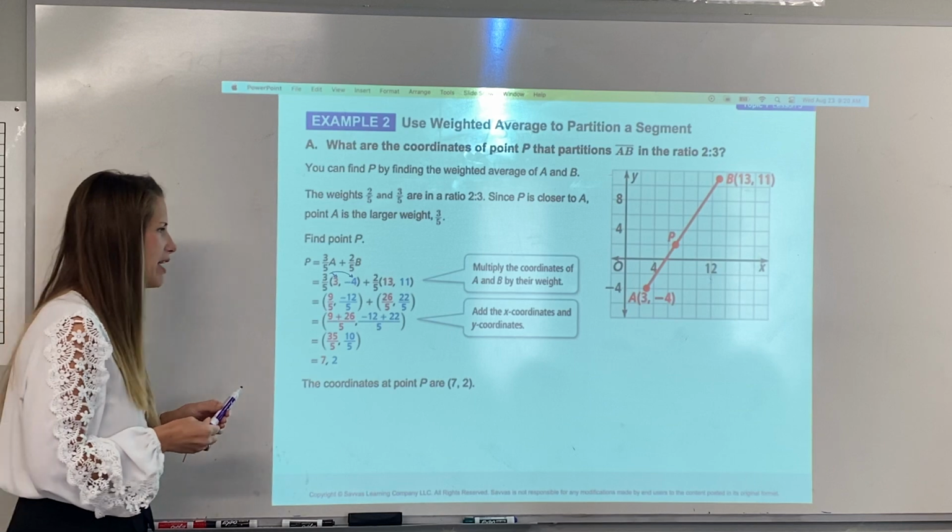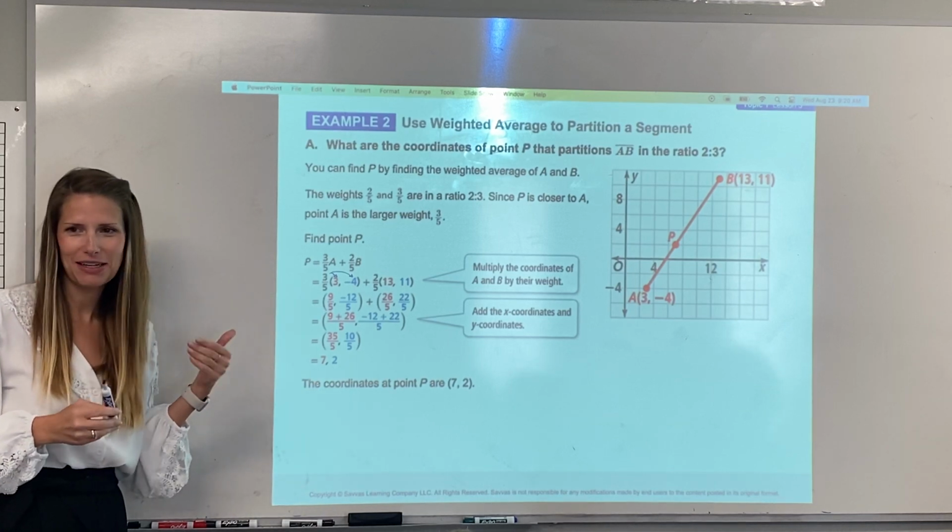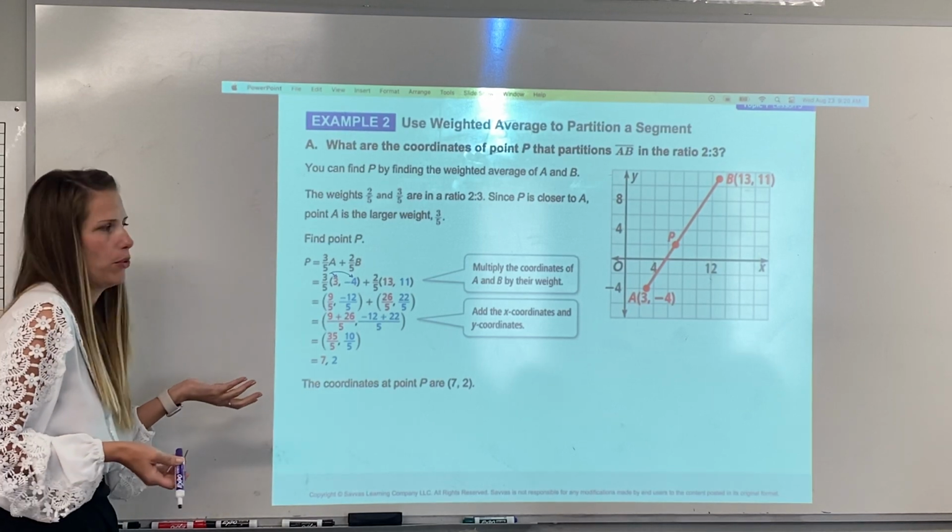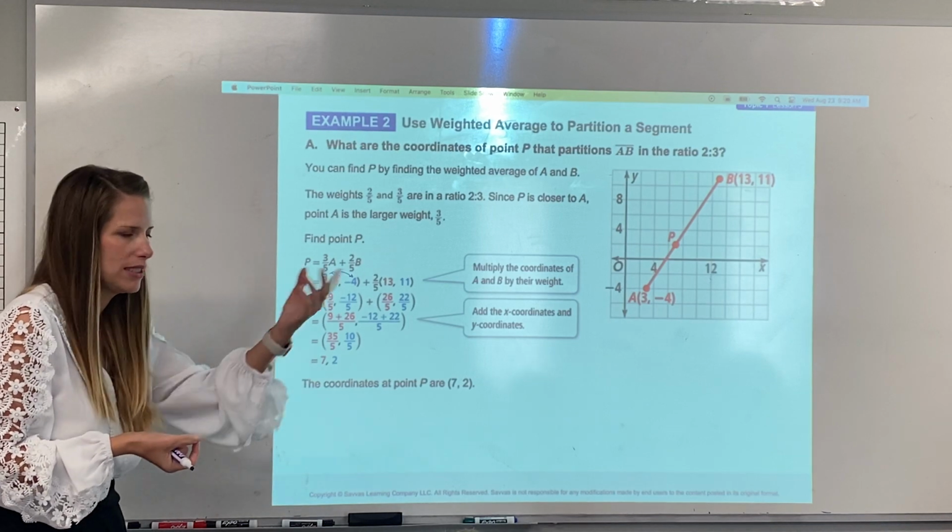We're rocking and rolling, right? Now that we got through yesterday's problem, it's a little more simple. We're just applying it to coordinate points instead of the values 2 and 10 on that number line.